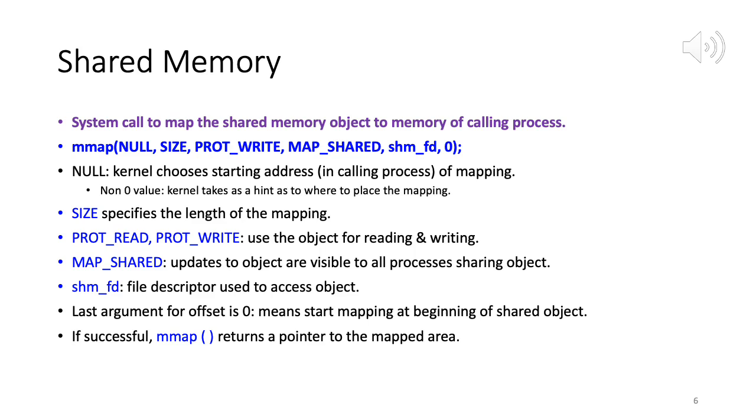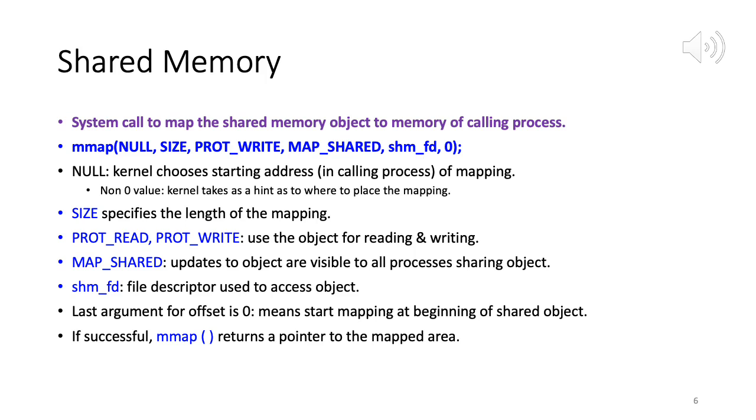Here it is best to let the kernel decide. It can examine the address space of the calling process and, wherever it finds space, it can put it there. So if you specify NULL, then the kernel chooses the starting address of the mapping. If you put a non-zero value, say a high value, then you're saying please try to map it towards the higher memory locations, and the kernel may take it as a hint and try to put it there. Size specifies the length of the mapping, whether you want to map the whole or part of the shared memory.